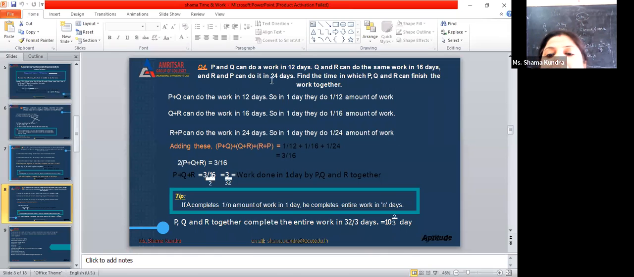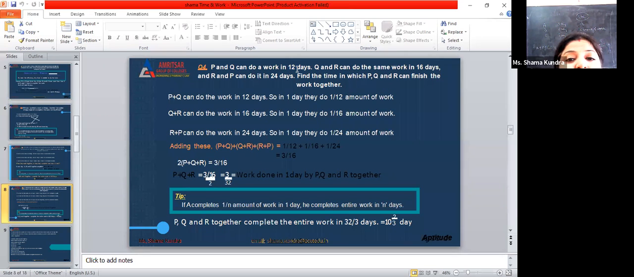P and Q can do a work in 12 days. Q and R can do the same work in 16 days, and R and P can do it in 24 days. Find the time in which P, Q and R can finish the work together. Again, very easy. You just need to remember: find the one day work and simply invert.